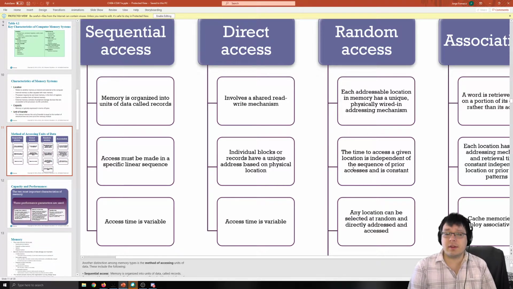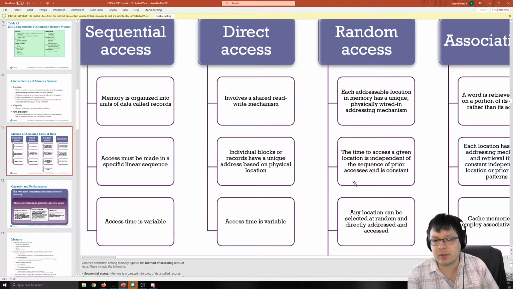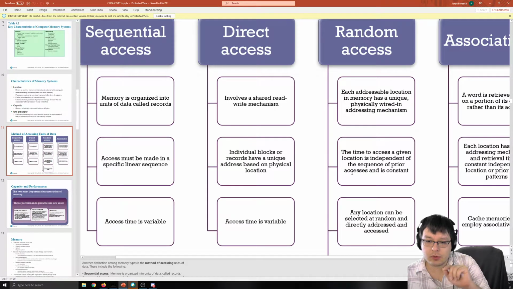Yeah, for the most part, I would say, okay? So any location you can pick and directly access. So it's constant time to access. It is no longer a variable time because of the distance from the thing that you have to move. At this point, everything is the same time in terms of accessing. Any location can be accessed directly, and it's constant time. The time to access a given location is independent of the sequence of prior accesses. What they're trying to say is that it doesn't matter what you just accessed before. The next one will still take the same amount of time.